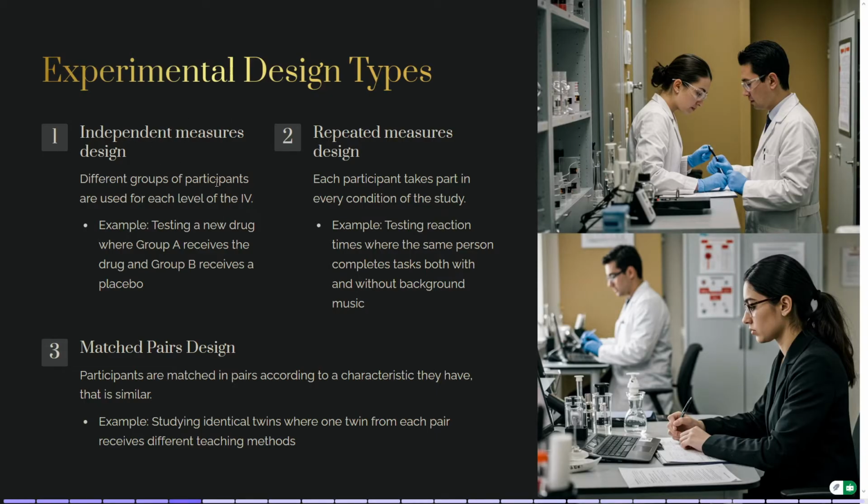So we have number one to be independent measures design. This talks about a set of people going to one level and then a different set entirely going to another level. For example, testing a new drug. Group A receives the drug, group B receives a placebo, for example, salt and water alone, that is not having any effect on them. So a particular group of people go to group A, and a different group entirely goes to group B. All right, so that is independent measures. Different people go to different conditions.